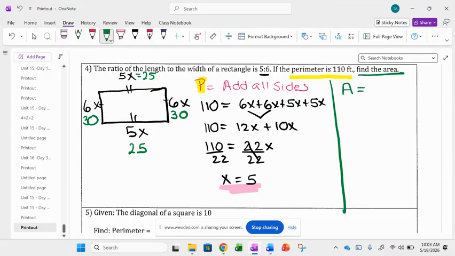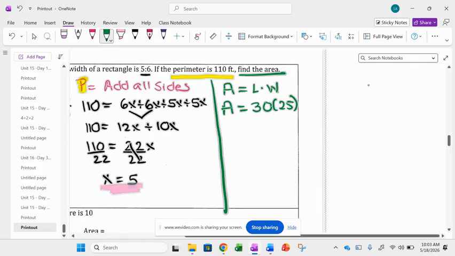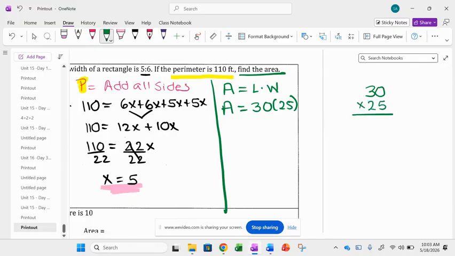Well, the area is going to be the length times the width, or the base times the height. So we're going to do 30 times 25. And if we don't know how to do that, that's okay. We do 30 times 25, multiply it out. 5 times 0 is 0. 5 times 3 is 15. 2 times 0 is 0. 2 times 3 is 6. So that's 750 feet squared.